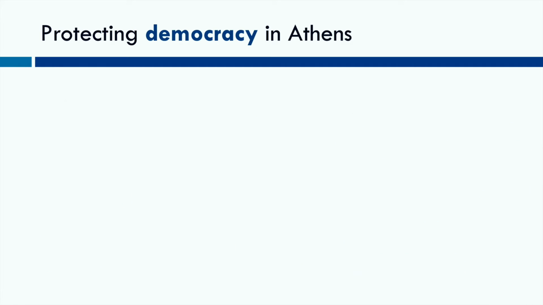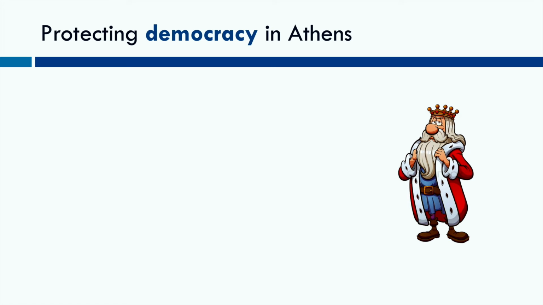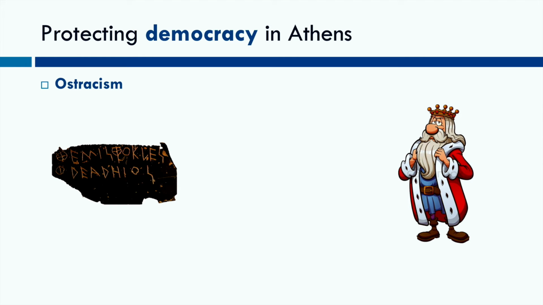In order to protect their democracy, the Athenians made up a system called ostracism. So, for example, if you had a tyrant, someone who wanted to take power over by themselves, the Athenians could, once every year, cast a vote.